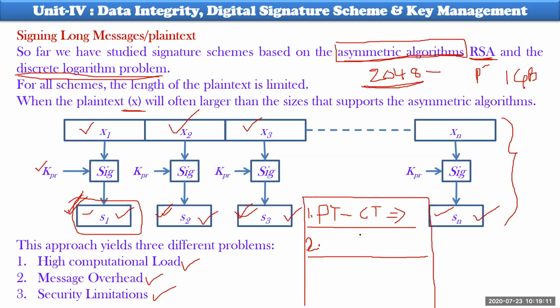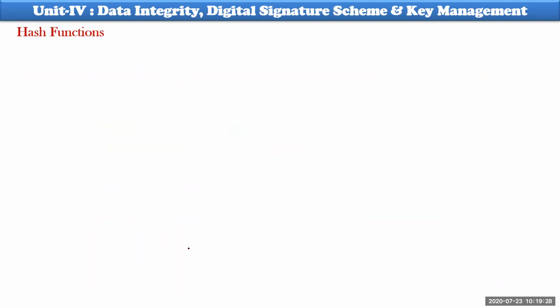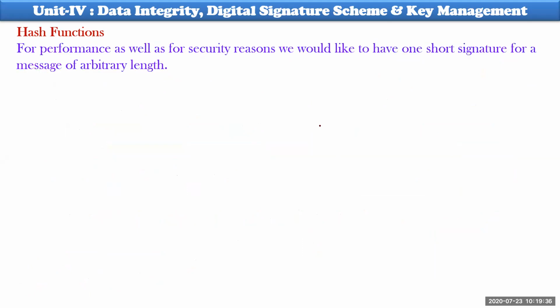Then here we have a huge computational load, a huge message overhead, and security has some kinds of problems. To eliminate all these things, we introduce one particular algorithm, that is hash functions. What exactly can be done? The performance of hash functions is very, very high. It is also very much secured. If you change anything in the output of a hash function, you may identify that yes, it is forged.